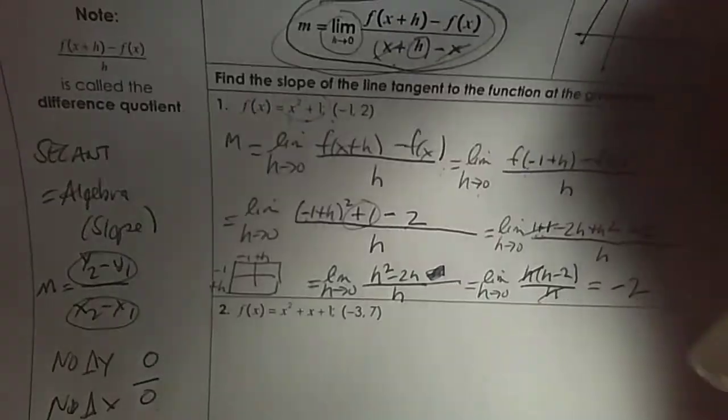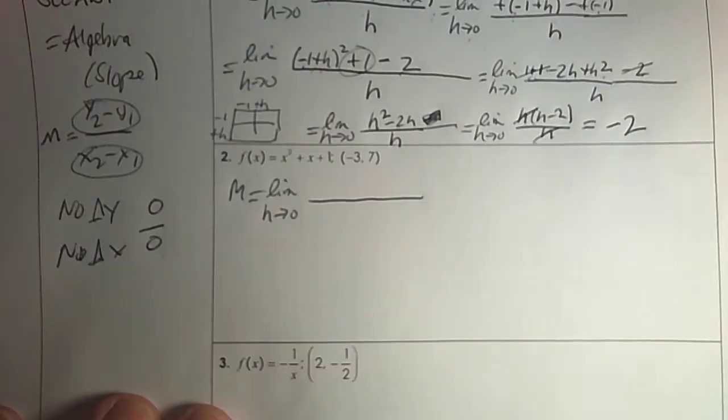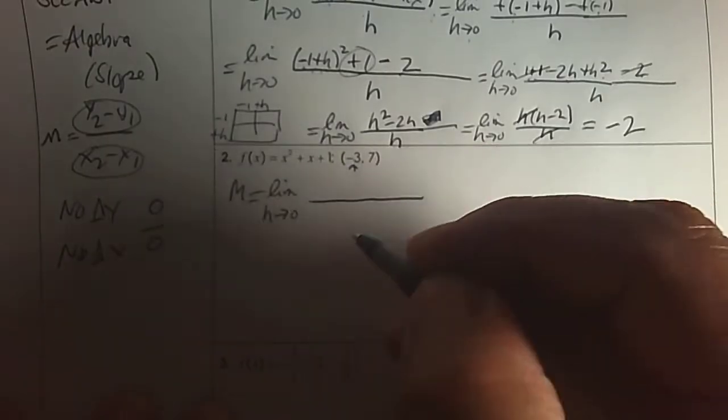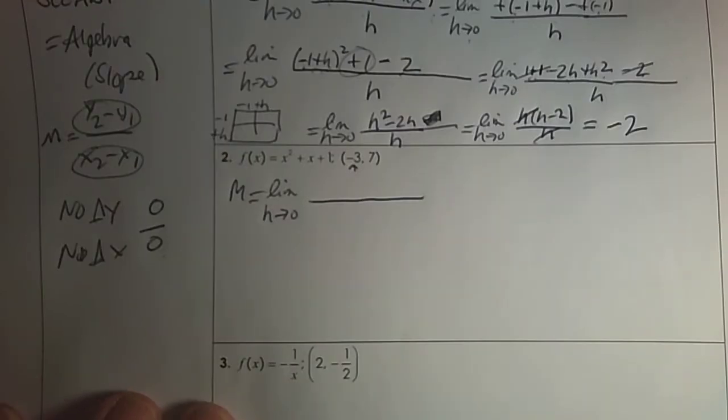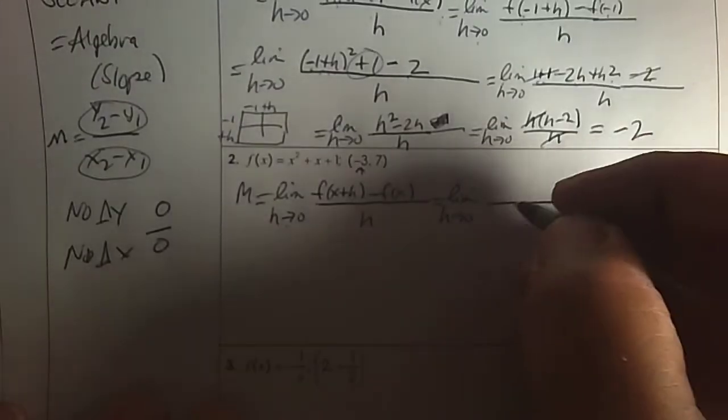All right, let's try it again with number 2. So step 1. How do I find that slope? It's a limit question when it's 1 point. So the limit as h approaches 0. And we're using that x value, negative 3 and 7. So this is the little slope formula we're going to use to find it with 1 point. Then I'm going to substitute in. So I can't put in 0 for h, but I can put in the x value, which is negative 3.